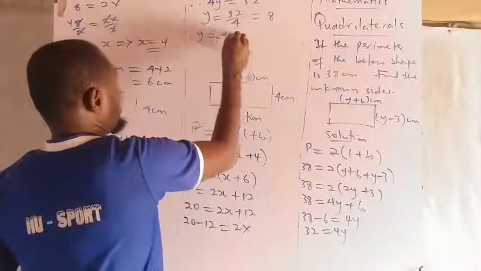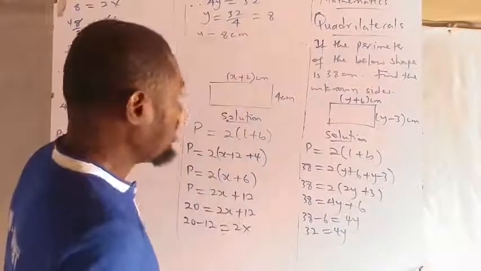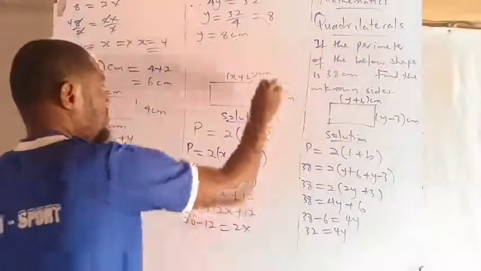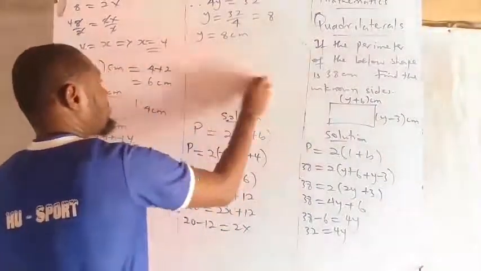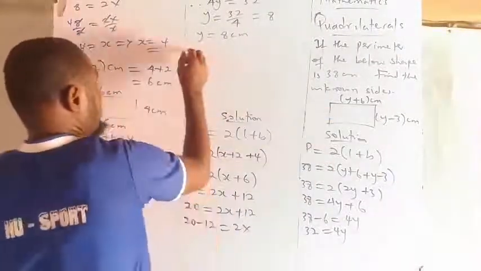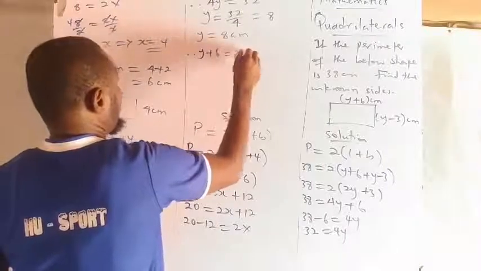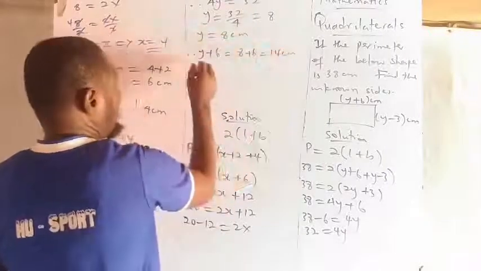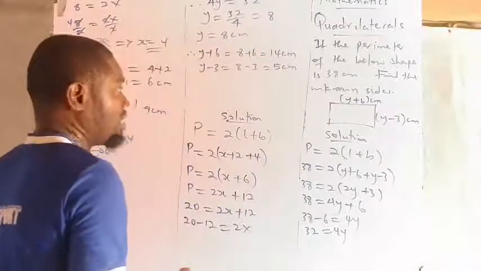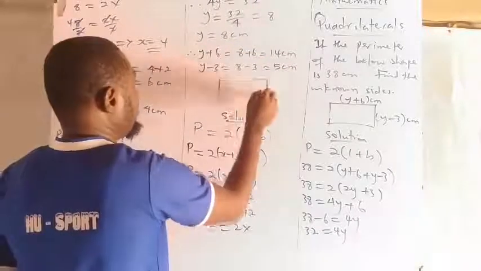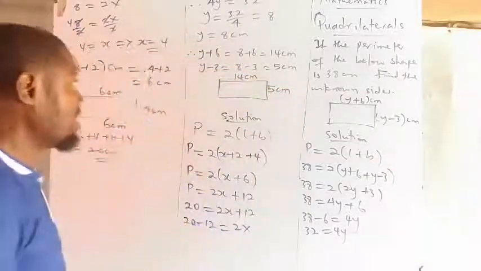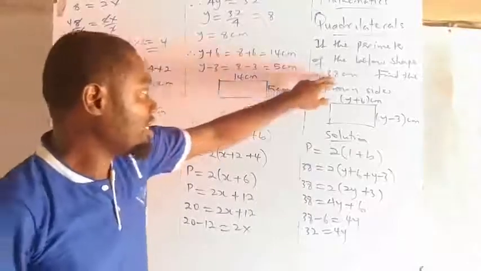So y is equal to 8 centimeters. If that is true, it means you have to replace 8 in these expressions. Our final value for y is 8, but the unknown side precisely. Therefore, y plus 6 will be 8 plus 6. That will give us 14 centimeters. And y minus 3 will be 8 minus 3. That will give us 5 centimeters. So the rectangle is actually 14 centimeters and 5 centimeters. If you find the perimeter of this shape, you end up having 38 as your answer.